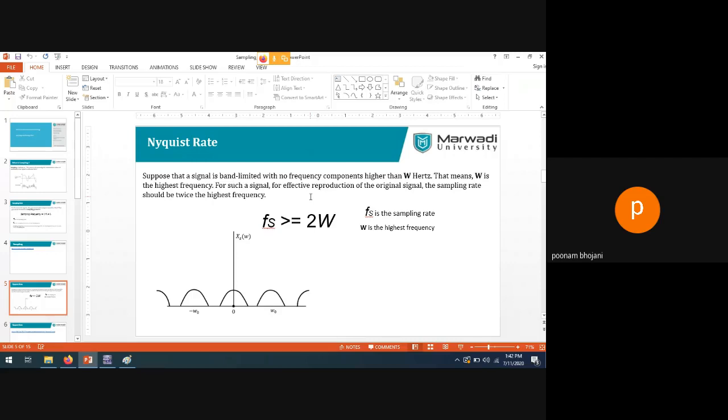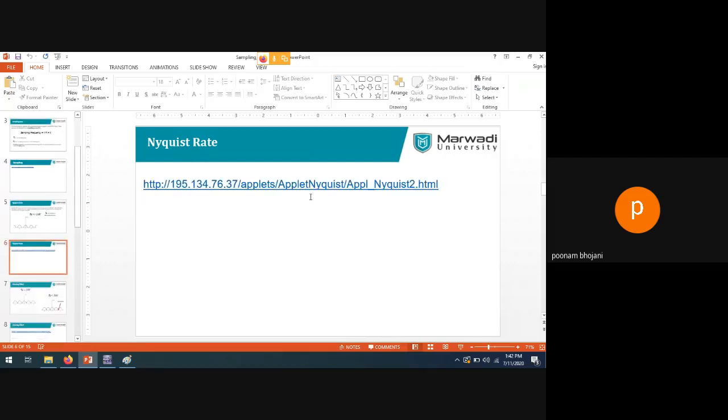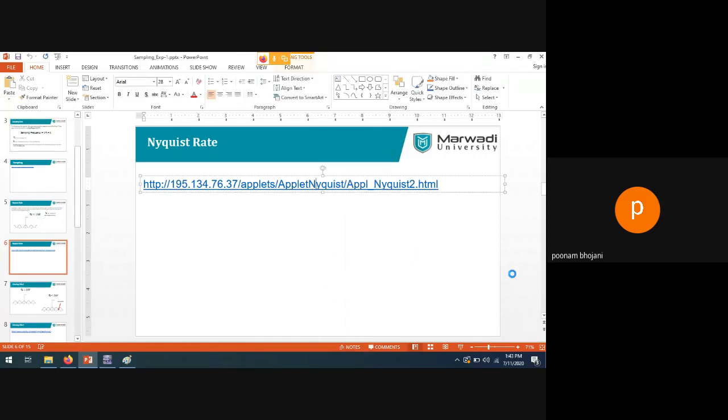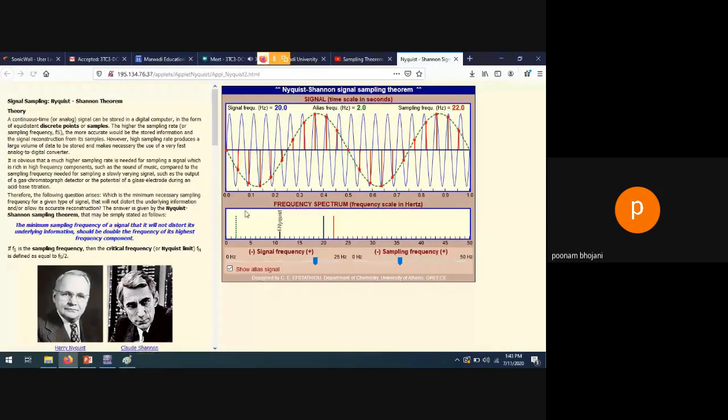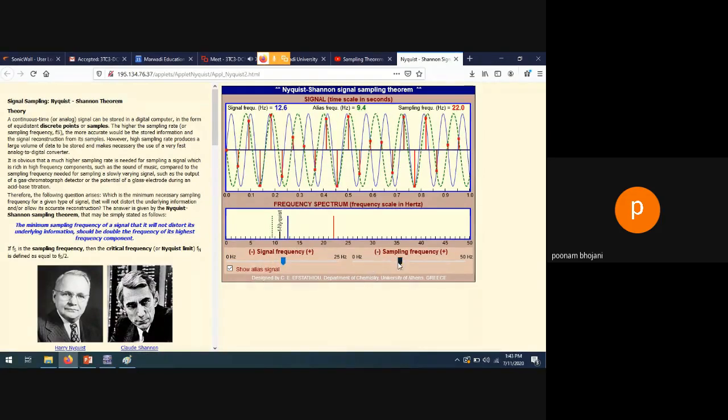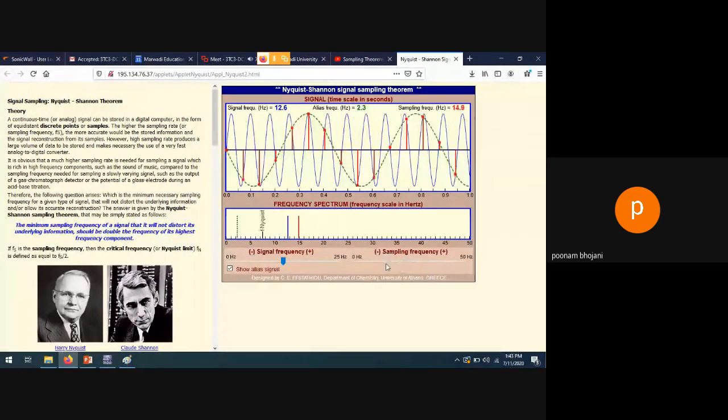If you understand this Nyquist rate, then I can show you one animation. This is not a video, don't worry. It's an animation by which you can understand what is happening. The Nyquist theorem, or sampling theorem, is sometimes also known as the Shannon theorem, because Shannon and Nyquist both gave this theorem. Here, one signal frequency is there which you can increase and decrease according to your requirement, and one sampling frequency which you can also increase or decrease.